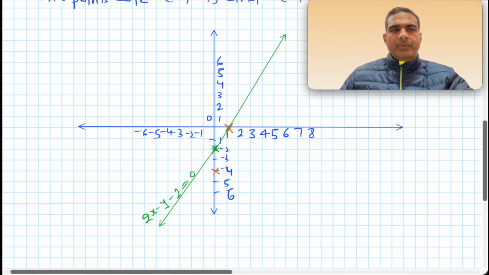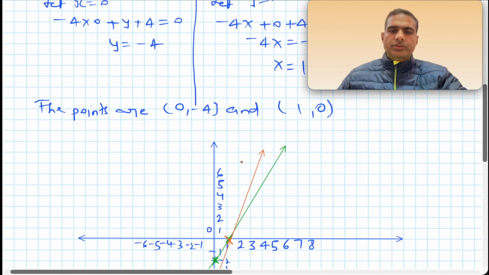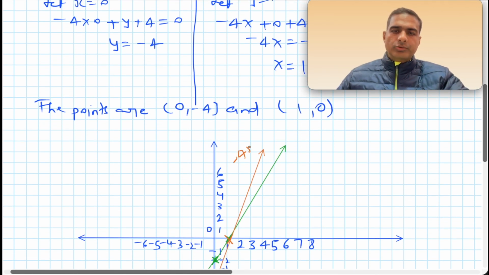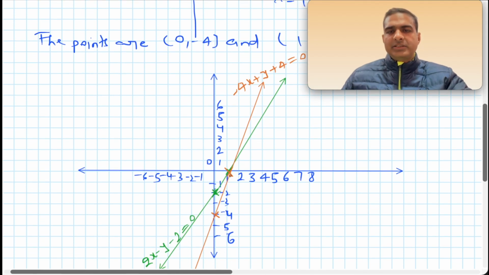So the two points through which the next line is passing, we have marked in orange color. Now let me join these two points, extend it downwards, and then extend it upwards. So this is the graph of minus 4x plus y plus 4 is equal to 0. The two lines are crossing each other at 1 comma 0.